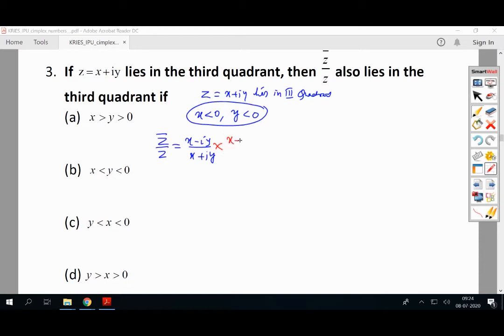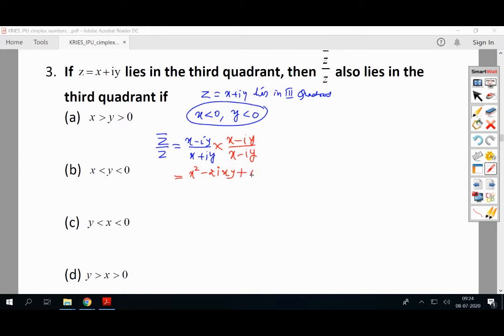Numerator x minus iy, so into x minus iy, it becomes x square minus x into iy minus x into iy minus 2i into xy, you get minus minus plus, right, i squared into y squared, divided by, you got x square plus y square.